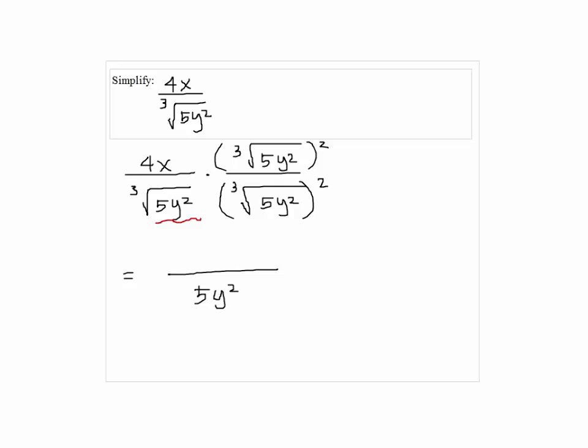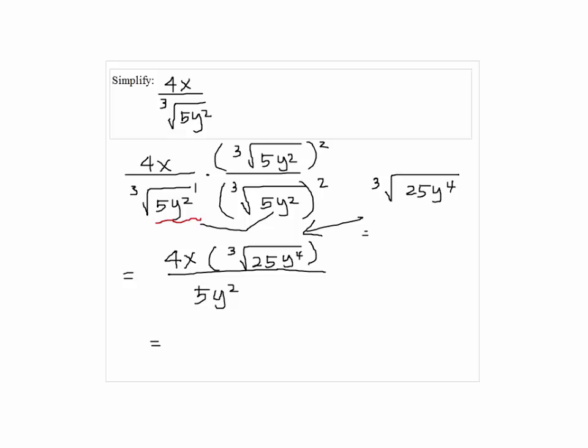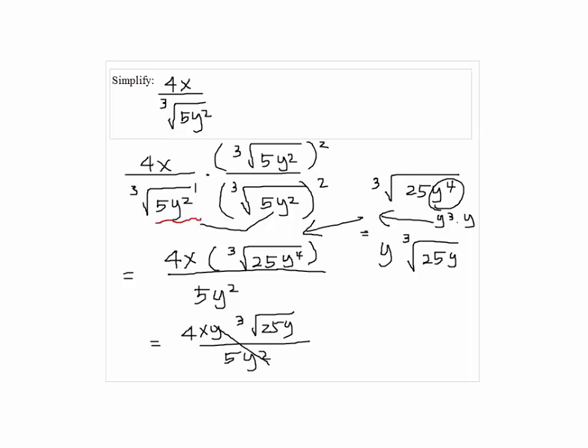So we have 5y squared on the bottom since we have a cube root. On top we have 4x times the cube root of 25y to the 4th power. Now the cube root of 25y to the 4th power can be simplified. Y to the 4th is written as y cubed times y, so we can get the y out, so the y times the cube root of 25y. So we have 4xy times the cube root of 25y over 5y squared. One y can be cancelled, so the answer is 4x times the cube root of 25y over 5y.